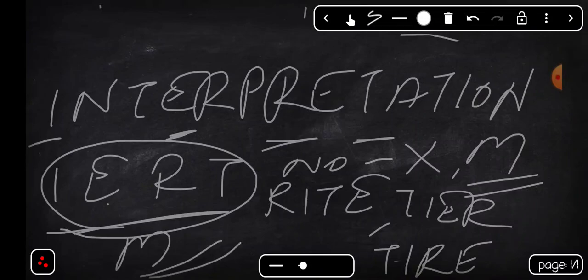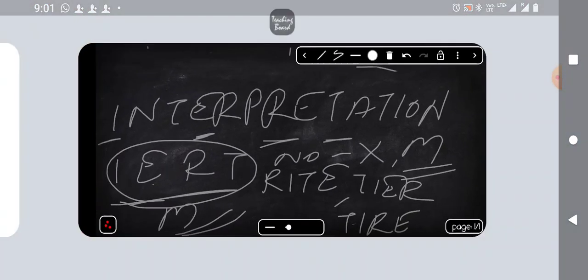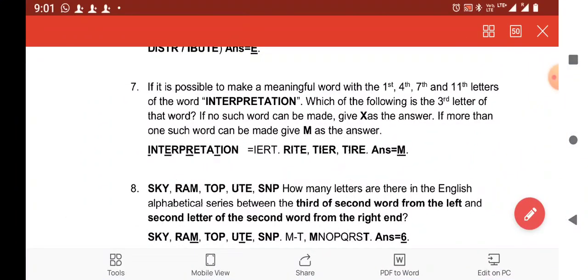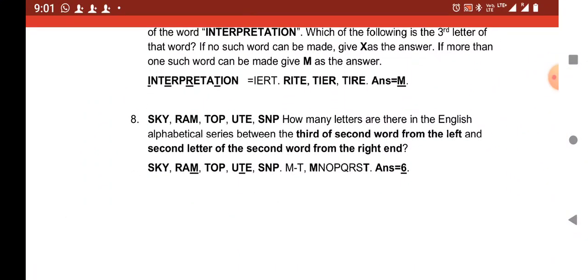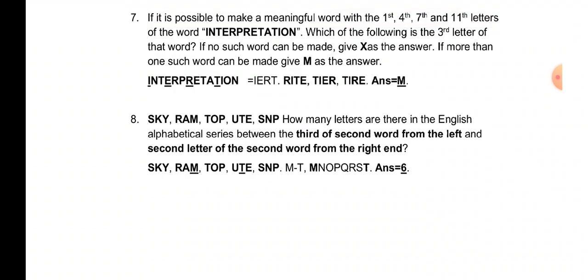If more than one such word can be made, yes, we can make three words, so M will be the answer. Okay, here M is the answer. We should know how to solve this kind of question. Okay, question number eight.